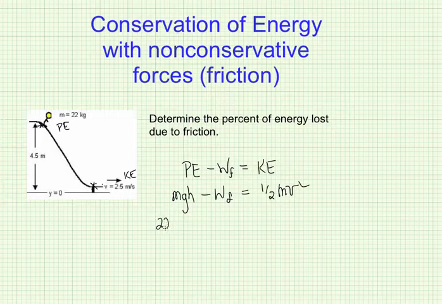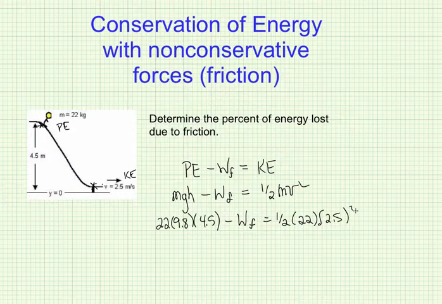So I'm going to take this 22 times the 9.8 times the height, which was 4.5 meters, minus the work done by friction, which is what I'm solving for, equals 1/2 the mass of the child, which is 22, times the velocity at the bottom of the hill, which is 2.5 squared. So let's solve for the work done by friction. And that gives me 901 joules.